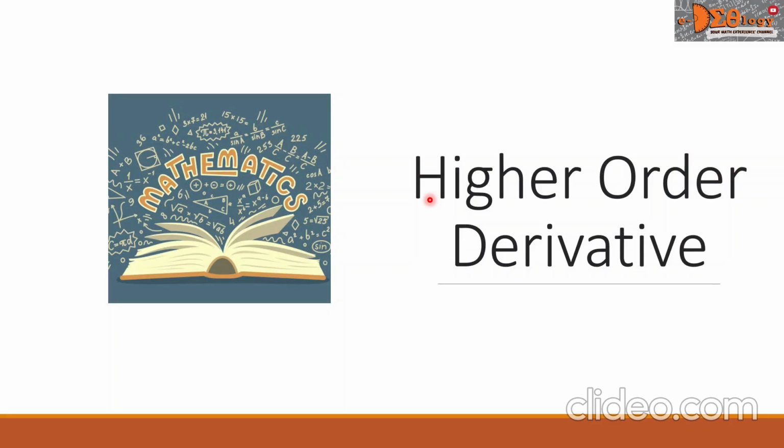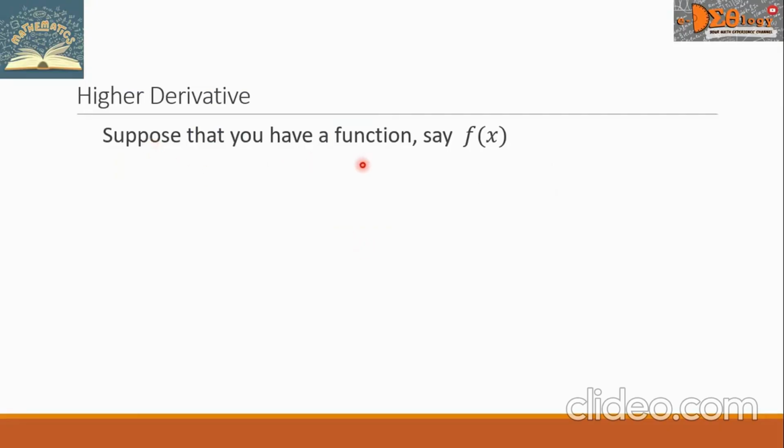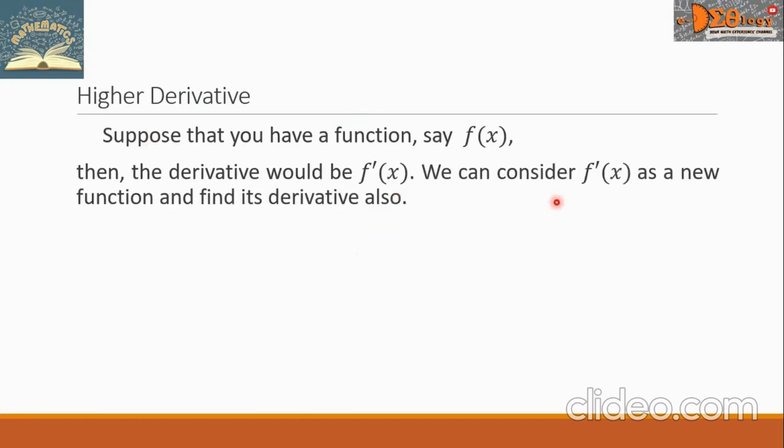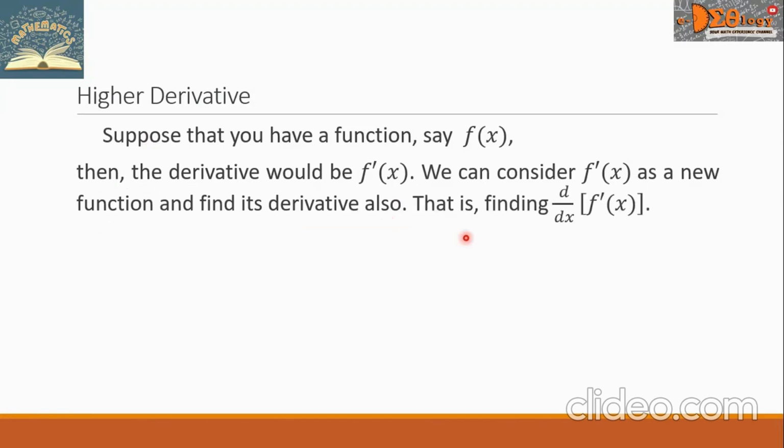Hi everyone. Today we're going to study higher order derivatives. Suppose that you have a function, say f of x. Then the derivative would be f prime of x. We can consider f prime of x as a new function and find its derivative also. That is finding d over dx of f prime of x.